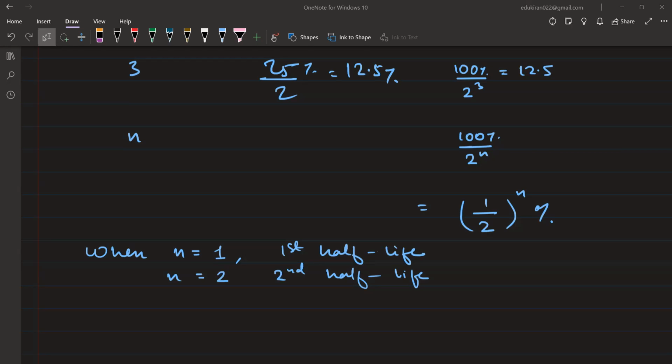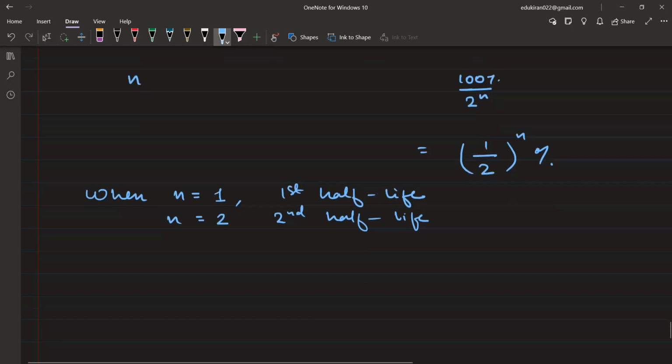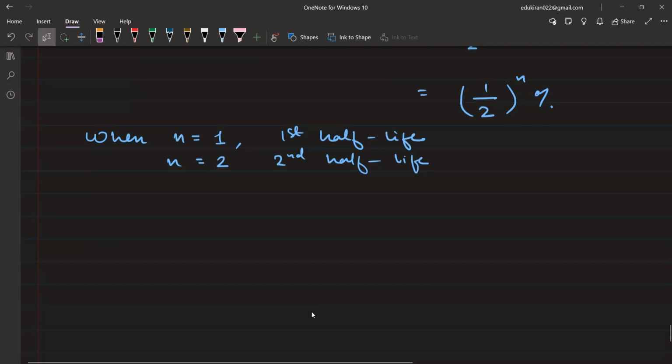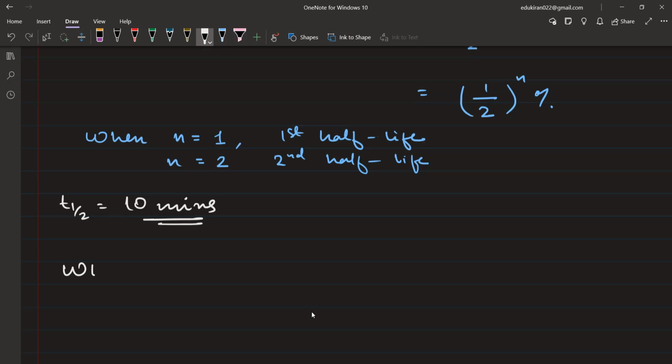Okay. Now, let's suppose, take a simple case for this. Let's suppose the half life is equal to 10 minutes. जैसे यहाँ पे था, t half is equal to 10 minutes. अच्छा, when time is equal to 20 minutes, ठीक है, this 20, अगर time 20 minutes होगा, this will be what half life?